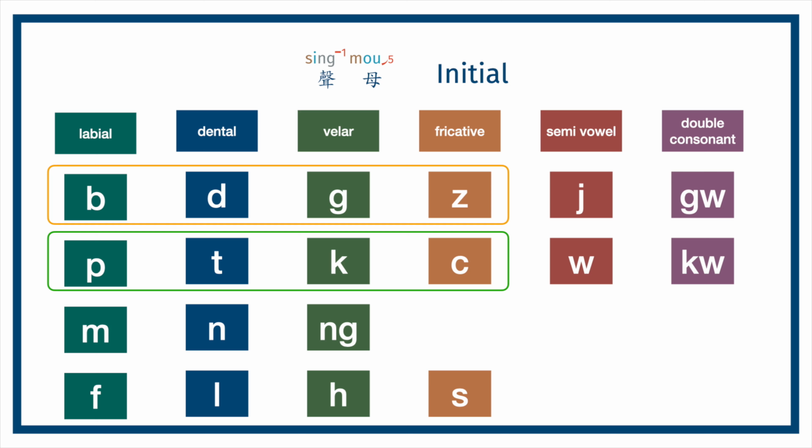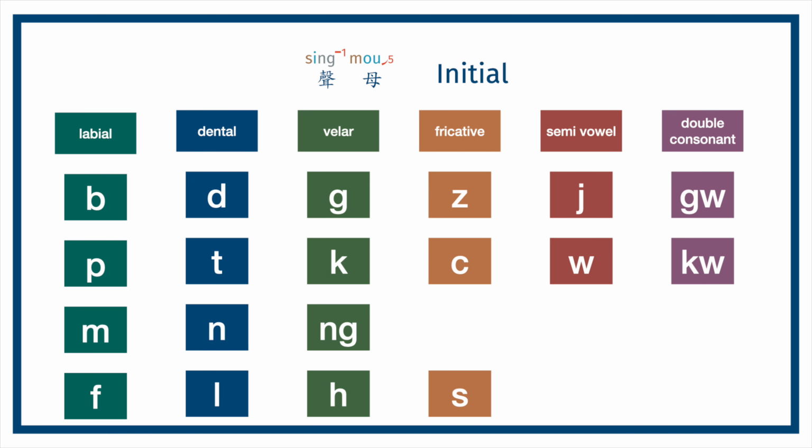The only difference between them is that consonants in the first column are unaspirated, and consonants in the second column are aspirated. Aspirated consonants are pronounced with a heavier puff of air. The same consonants that lose the puff of air are unaspirated. Consonants in the third column are nasal sounds. Group 5 is semi-vowels, and group 6 is double consonants.